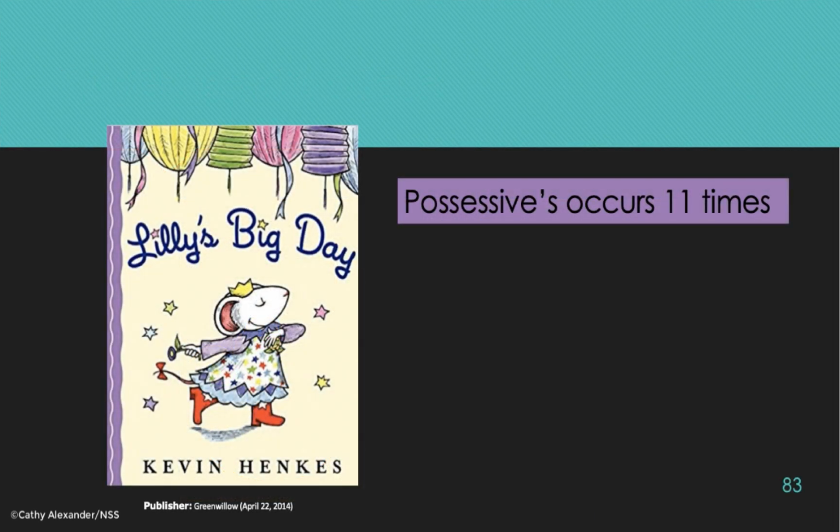So a book that is excellent to teach possessives is Lily's Big Day by Kevin Henkes. The possessives occur 11 times. Community helpers also provide excellent toys to elicit possessives. For example, if I have a fireman and a fire truck, you can elicit the following: fireman's hat, fireman's boots, fireman's jacket, fireman's hose, fireman's truck. The list goes on and on.